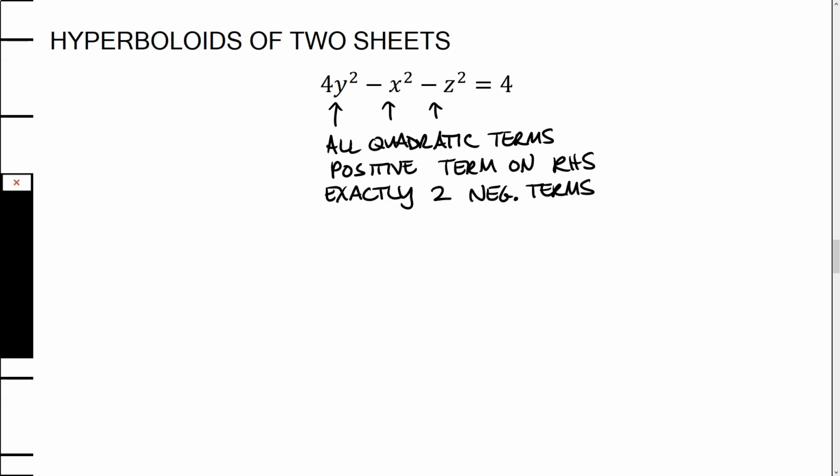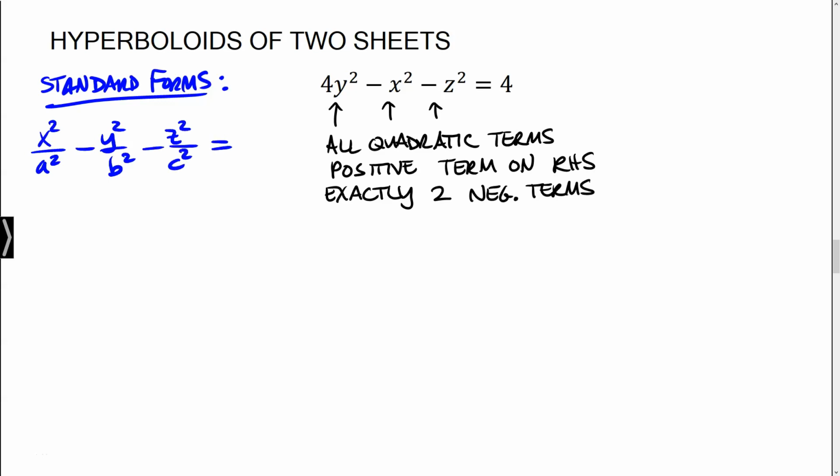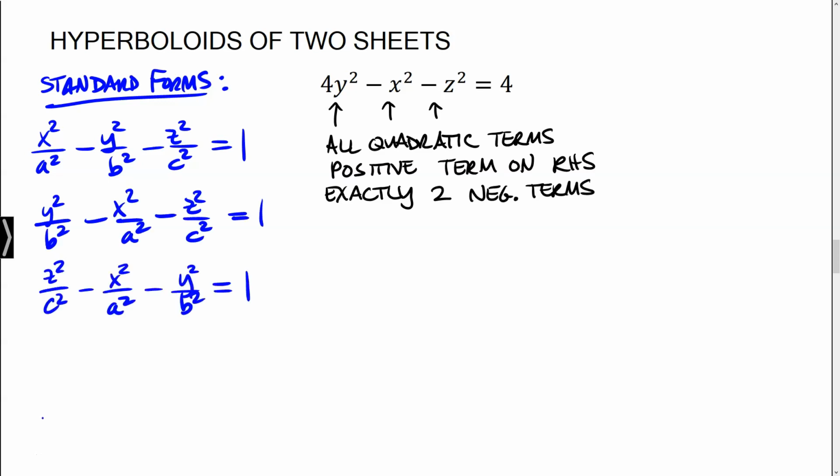The standard form. Now, again, there's going to be 3 versions of this, depending upon which is the positive one. So you're either going to get something like x squared over a squared minus y squared minus z squared, or you could get y squared, or you could have the positive term be z squared. So one of these 3. Now, in this case, we're in the case of the second one here. So we're looking at this one.